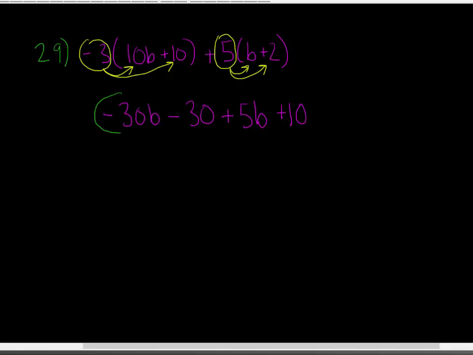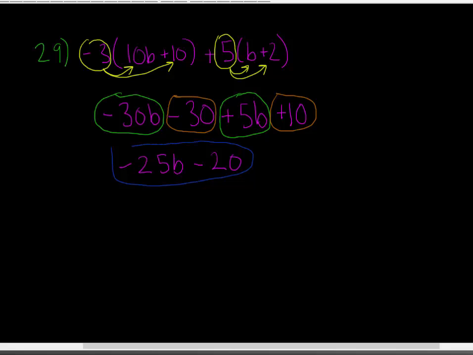So I've got my b's right here, -30b and +5b. Put those together, and I'm going to end up with -25b. And then right here I have my terms that don't have b's on them. They're just ordinary constants. -30 and +10 come together to make -20. So there is a simplified version of number 29.